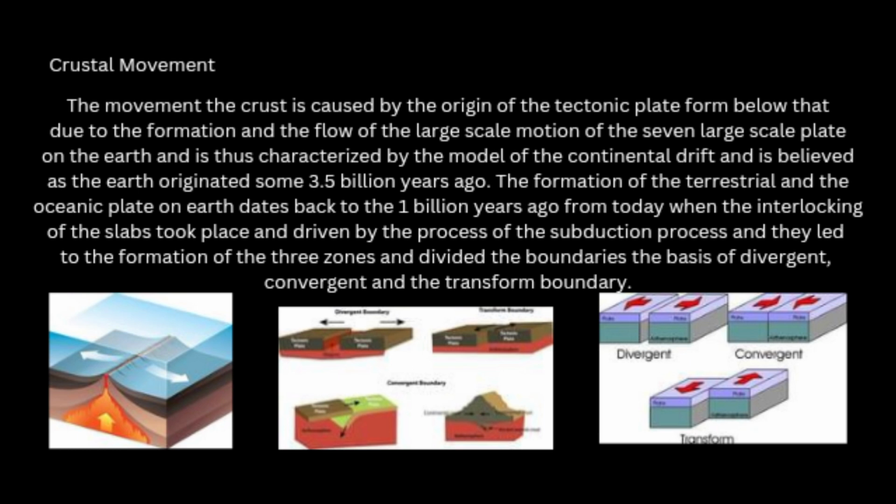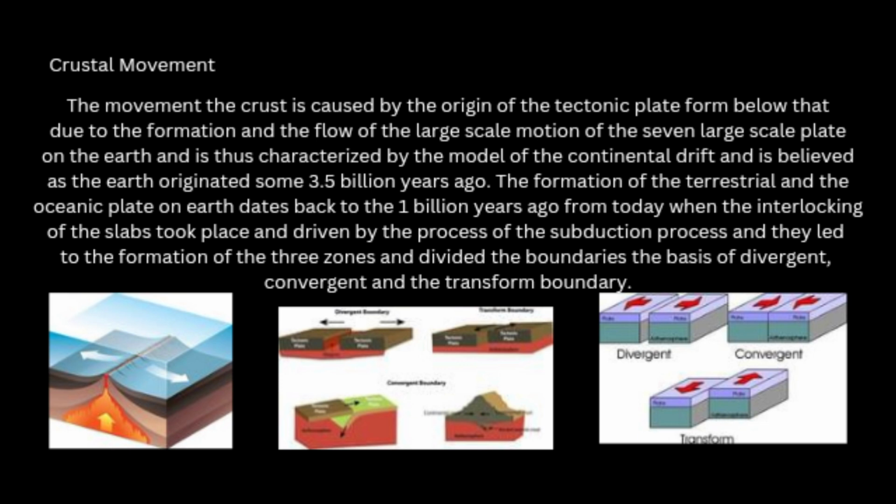The movement of the crust is caused by the origin of the tectonic plates, formed below due to the formation and flow of the large-scale motion of the seven large-scale plates on the Earth, and is thus characterized by the model of continental drift. It is believed that the Earth originated some 3.5 billion years ago.